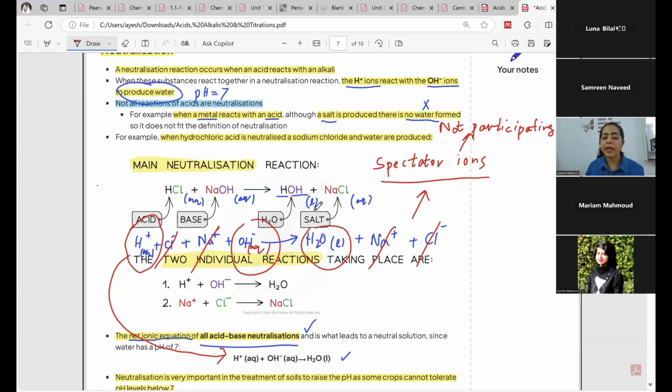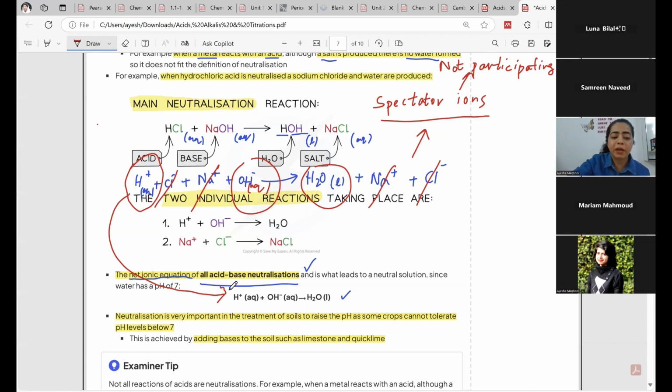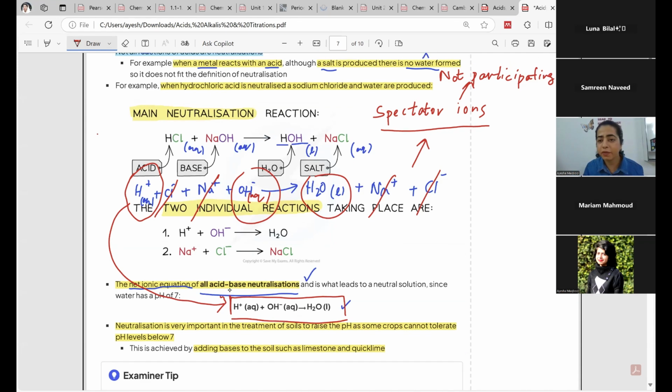Liquid cannot make ions over here, but the aqueous state can make ions. Then just split them into ions, and cancel out the same ones on both sides, which are spectator ions. The remaining ions are going to make the net ionic equation, or final ionic equation. I hope this is clear to everyone.